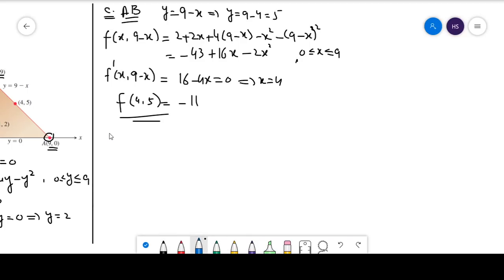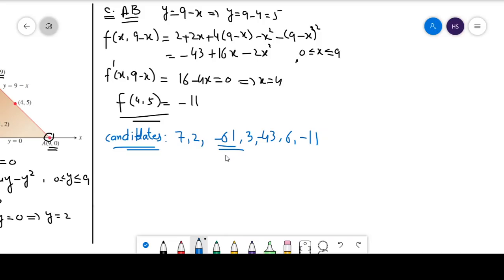The only candidates among the functional values are 7, 2, minus 61, 3, 4, minus 43, 6, minus 11. So you take the maximum and minimum of these values. So of course the minimum is minus 61 and the maximum is 7, right?